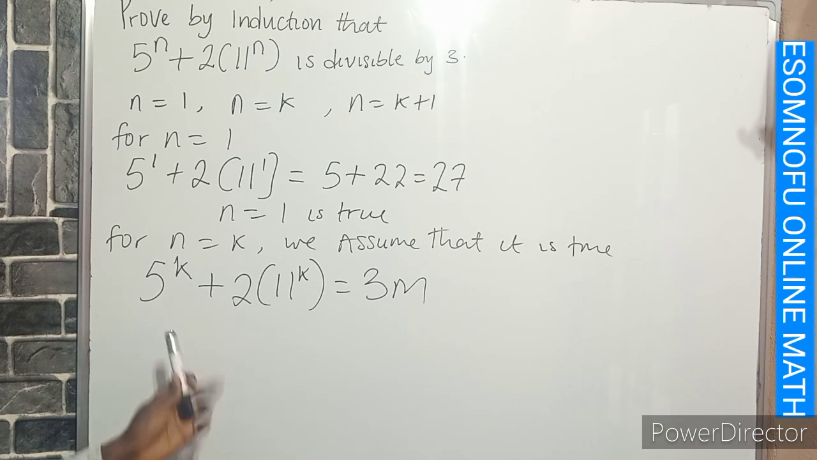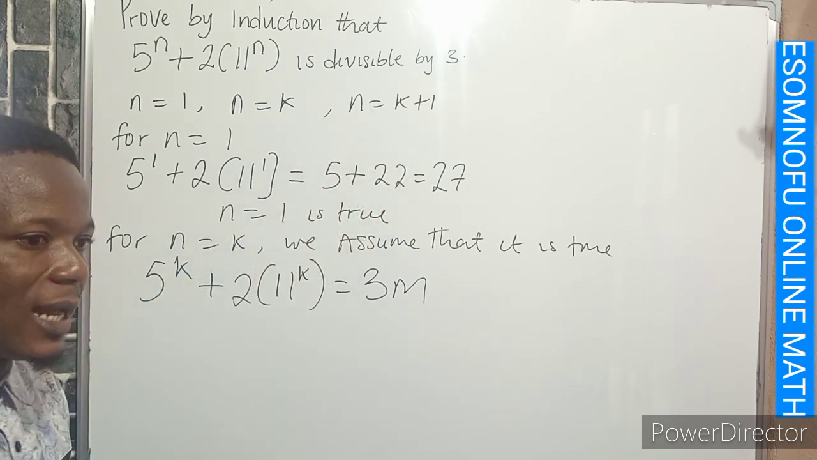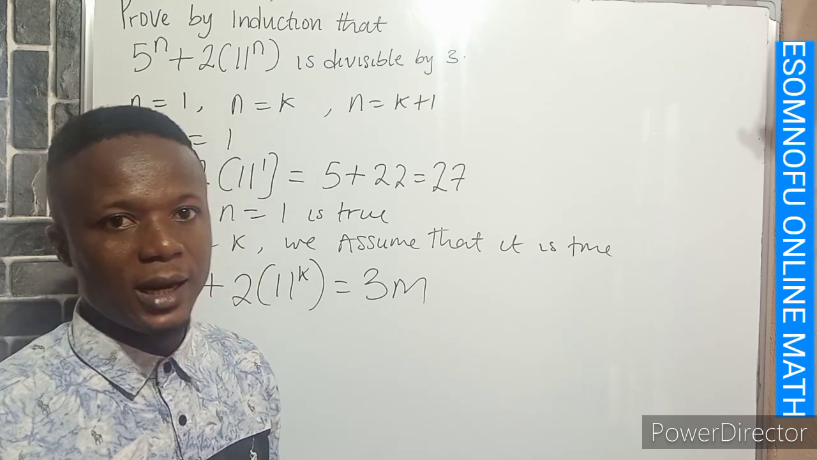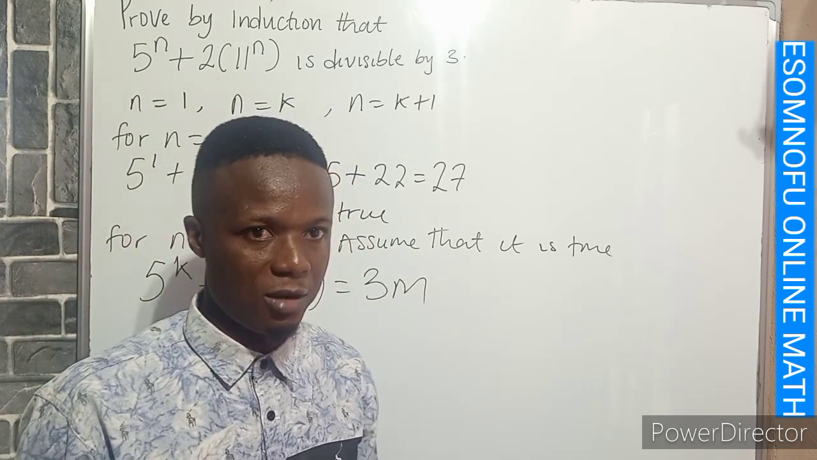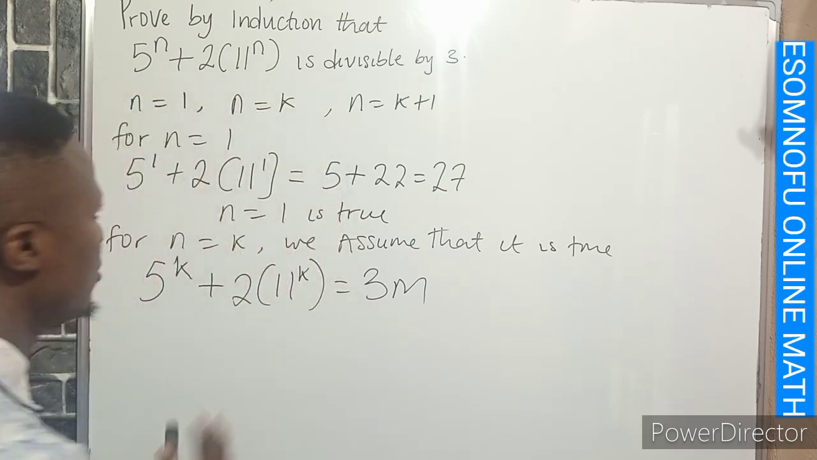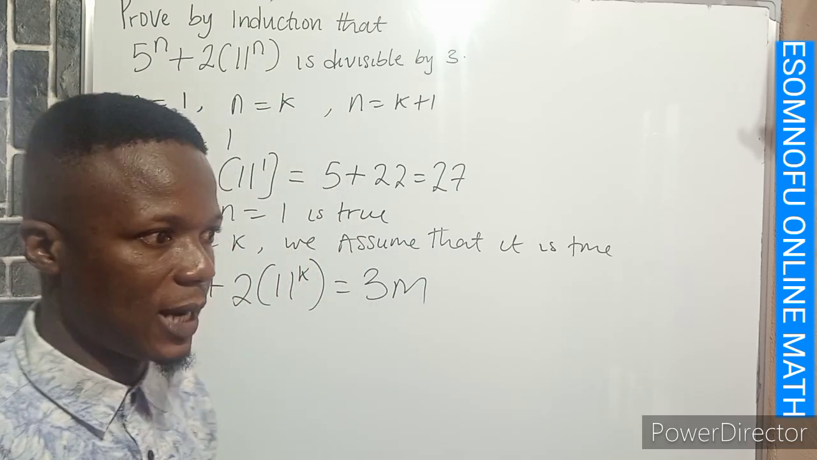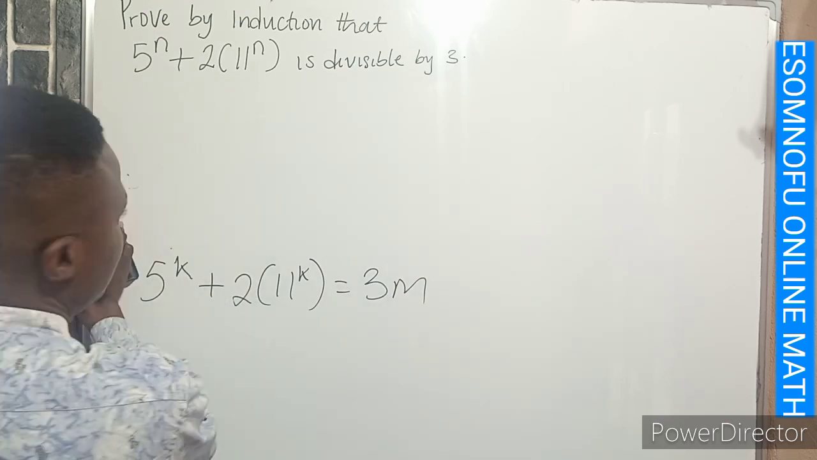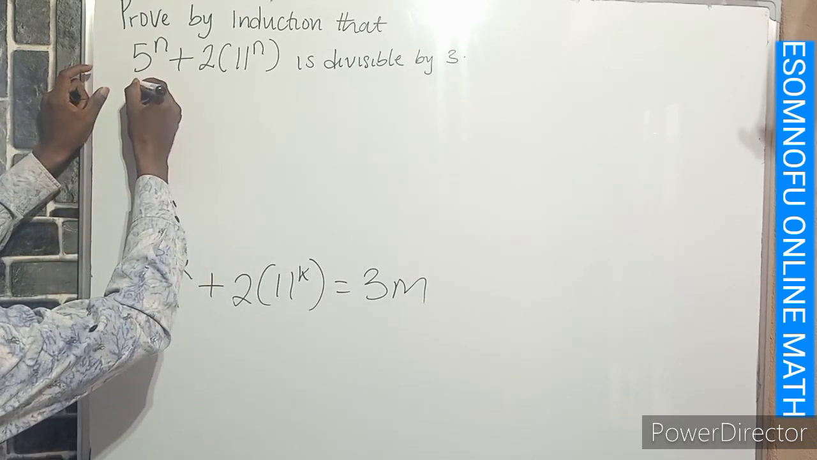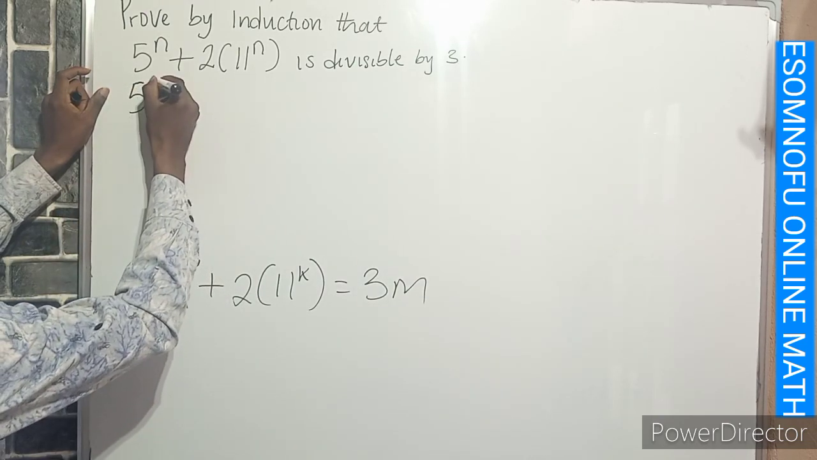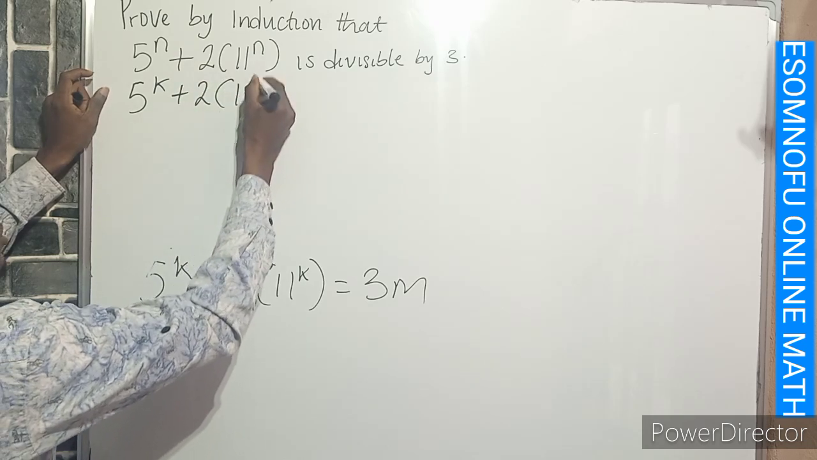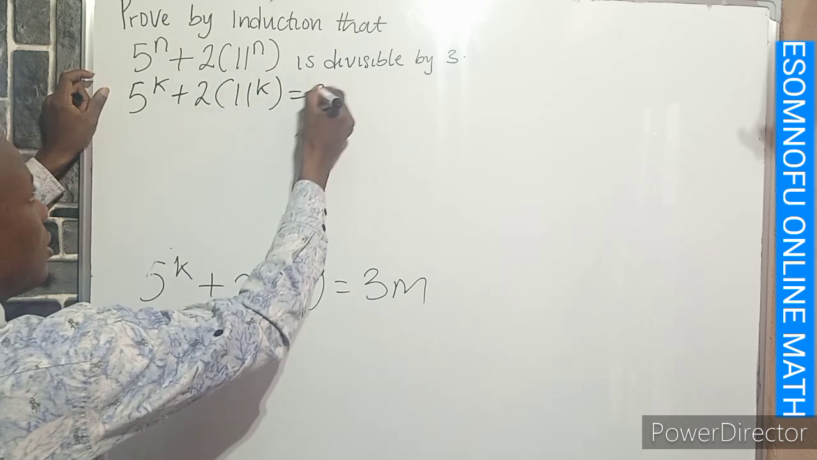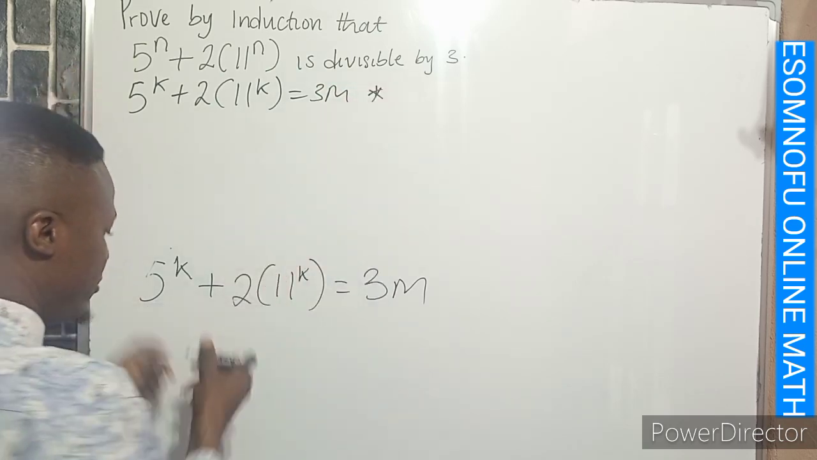Now, after this, you test for n equal to k plus 1. If this last condition is satisfied, you conclude that the expression is divisible by 3. Before we do that, I need to clean the board so that there will be enough space. Remember that for n equal to k, 5 to the power of k plus 2 into 11 to the power of k equals 3m. So let's take note of this before we begin.